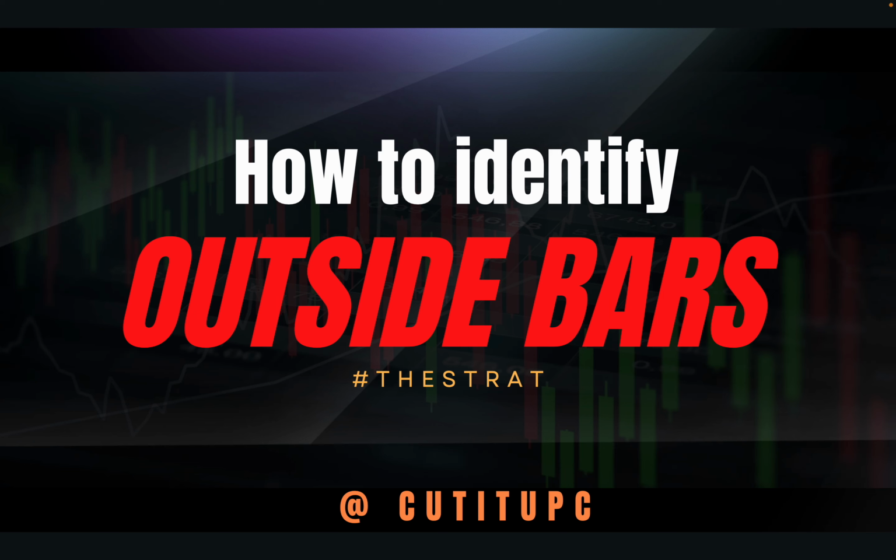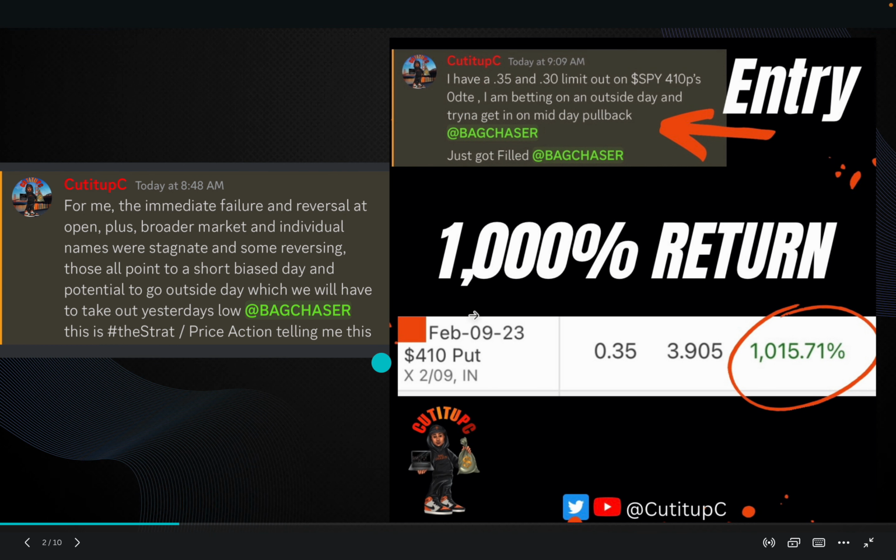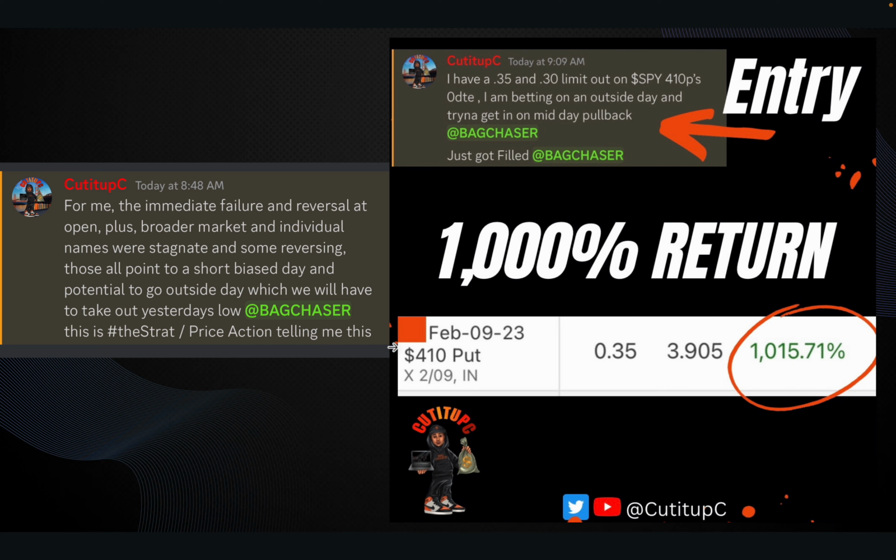Last week I was able to identify the outside day incoming on SPY. Because I was able to identify the outside day incoming, I knew where price was going to go, and so I was able to get a limit entry off of a TTO retracement. Right here, I have 0.35 out, got filled at 0.35, and that one went to 1,000%. SPY dumped pretty hard on Thursday.